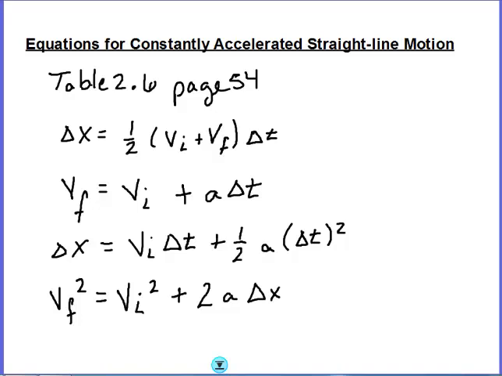So when you're working through the problems from this section, you'll need to find an equation that contains all the variables with the exception of one. So we want to make sure we're solving for one variable.